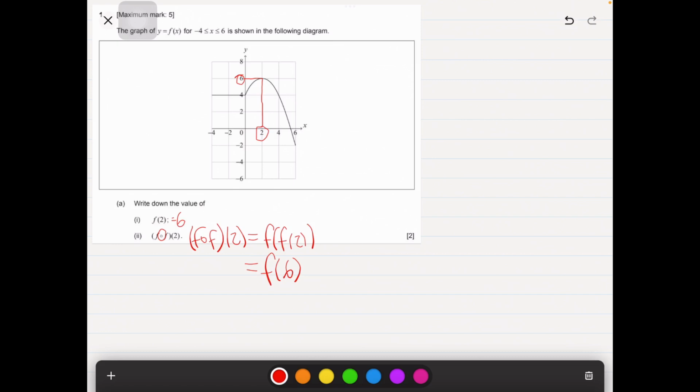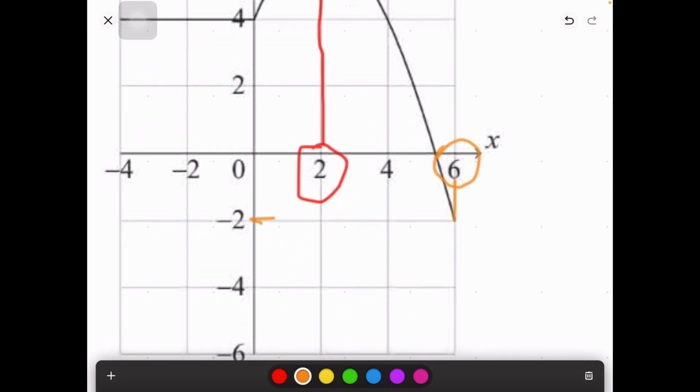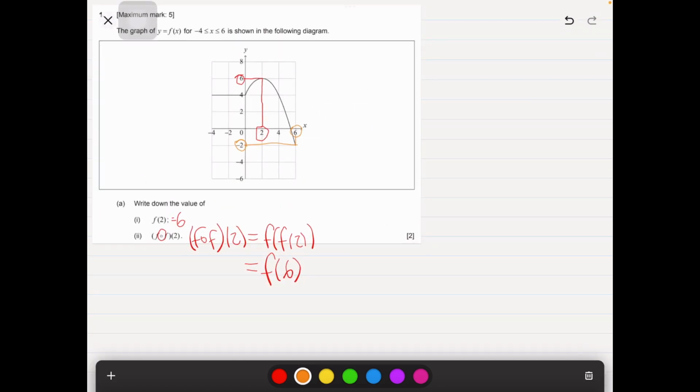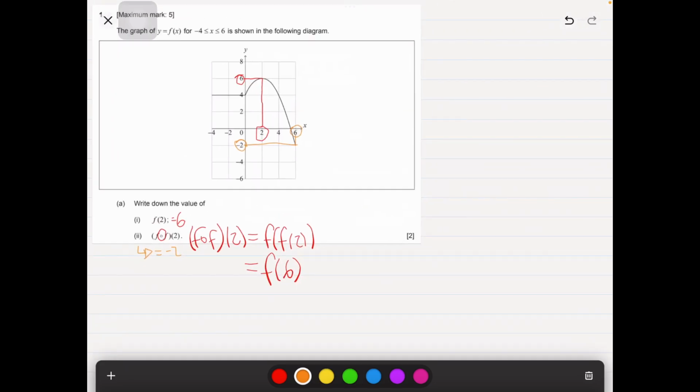And now we can find the y value that corresponds to 6, as that's what function notation means. So we start with 6 as the x value, go down to the function, and across to the y value, which is -2. So this right here is -2. And we are done with part A.